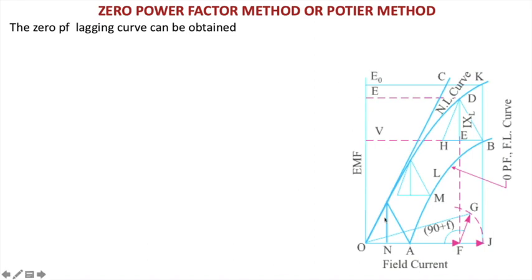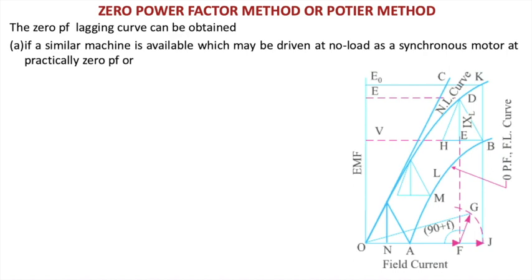Now here you can see you have got this no load curve, that is the open circuit characteristics, OK, and this OC is drawn in tangent to the no load curve. This AB curve is the actual load curve at zero power factor. So at zero power factor, how do we calculate it? There are different methods how you can load the generator with the zero power factor. We'll discuss those methods, but practically the last one will be applicable. First we'll discuss the method.